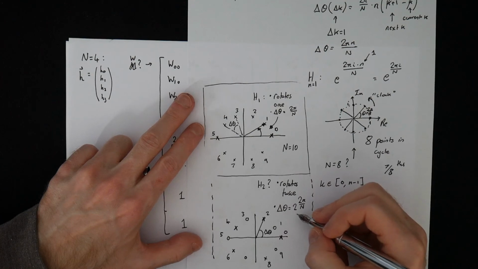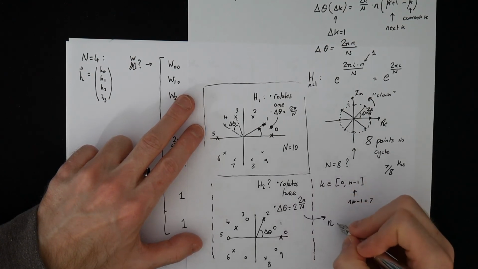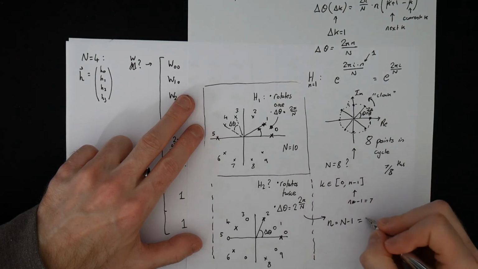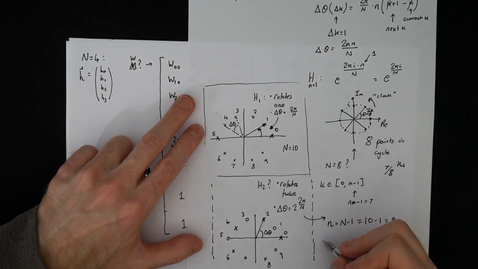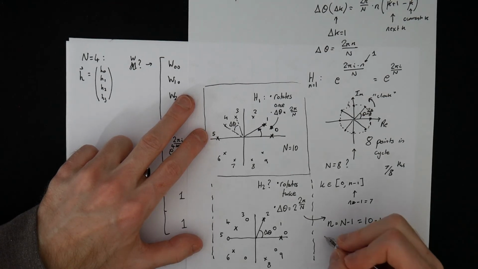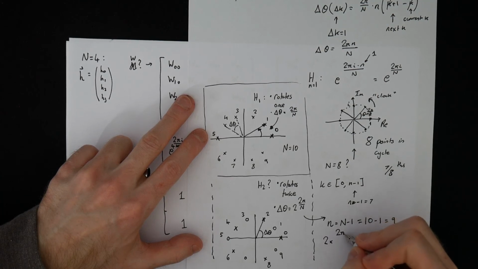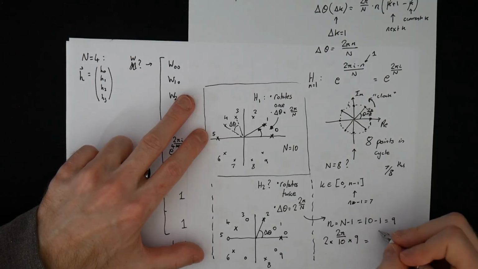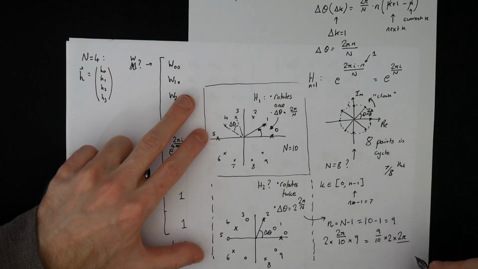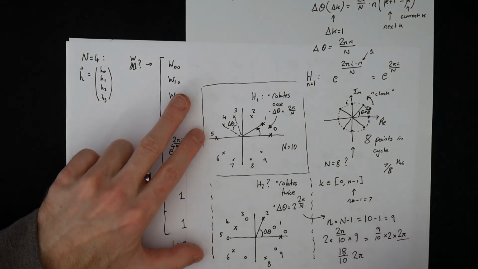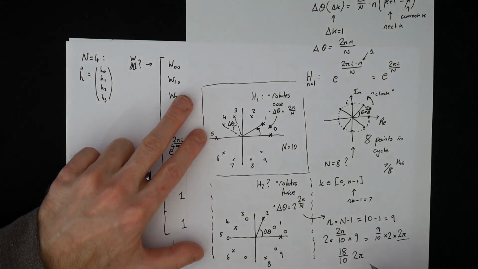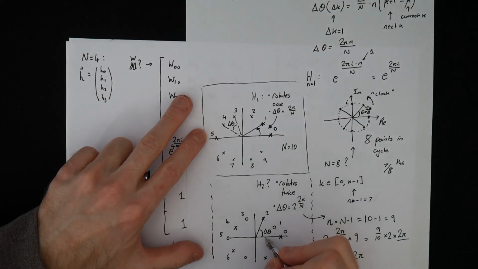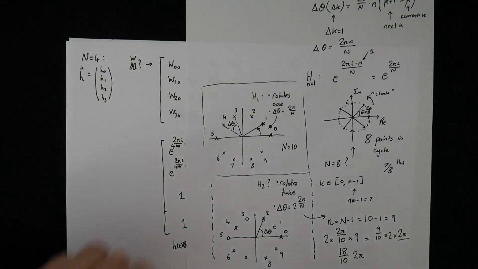Because the highest value of little n is n minus 1, which is, in this example, 10 minus 1 equals 9. So the largest angle that we go to is 2 times 2 pi over 10 times 9, which is 9/10 times 2 of 2 pi. 2 pi is 1 rotation, so this is 18/10 of 1 rotation. Now 18/10 of one rotation is more than one rotation. It's this amount of rotation. I'll use my other color. This amount of rotation.